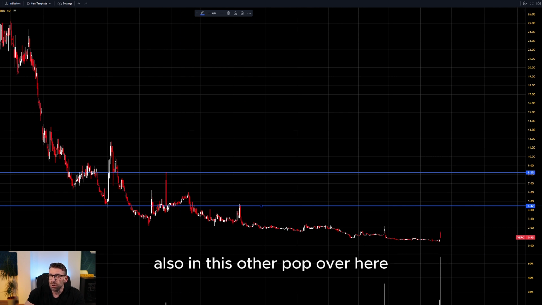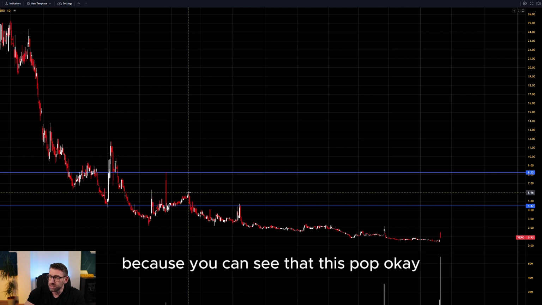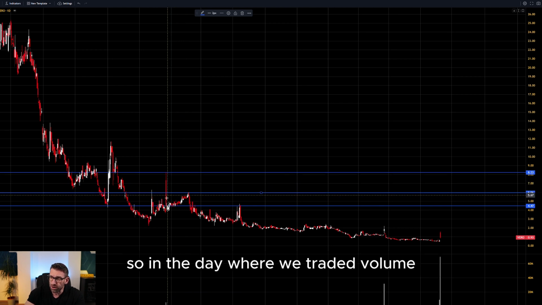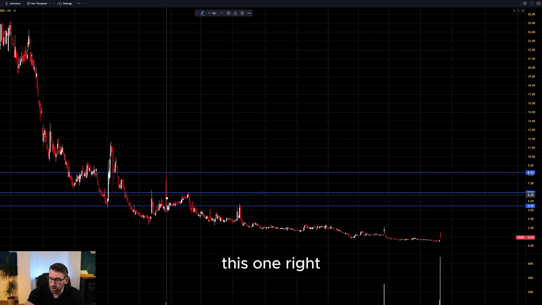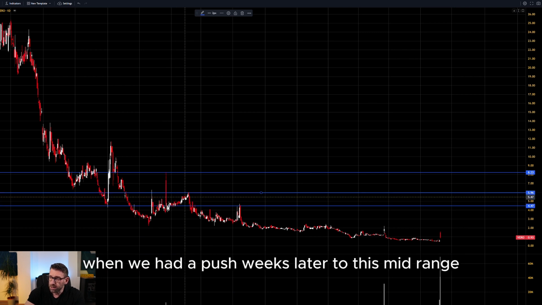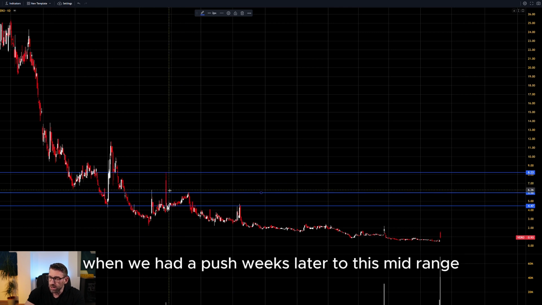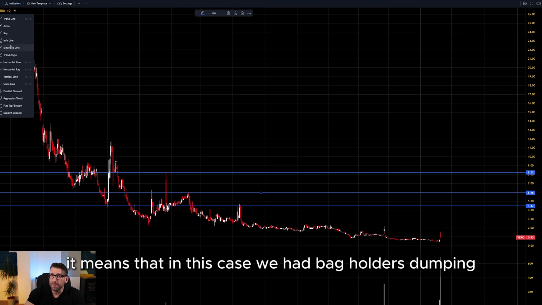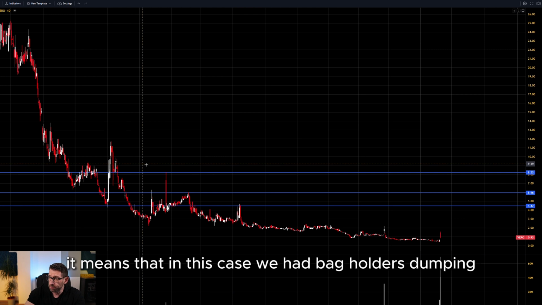Then I'm also interested in this other pop over here, because you can see that this pop, okay, so the 6th of February, the price got almost to the 50% of this range. So in the day where we traded volume, this one, right? When we had a push weeks later to this mid-range, we had the stock fading. What does it mean? It means that in this case, we had bag holders dumping.